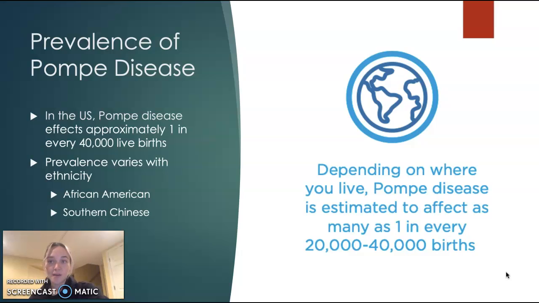So let's quickly talk about the prevalence of Pompe disease. Globally, depending on where you live, the prevalence ranges from about 1 in every 20,000 to 40,000 live births. Here in the United States, those numbers are closer to 1 in every 40,000. And the prevalence of Pompe also varies based on ethnicity. So individuals of African American or Southern Chinese descent are more likely to be afflicted with the condition.